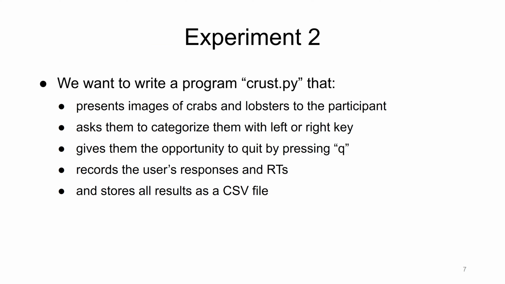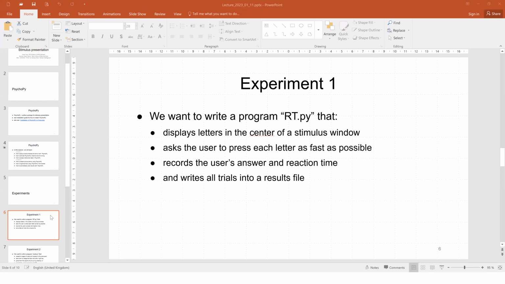And we again record the user's response button press and the reaction time, but this time we'll do this differently than before. We store all those results in a CSV file, which we have already done in the first experiment, but this time we want to let PsychoPy write this automatically without having the burden to do this ourselves.